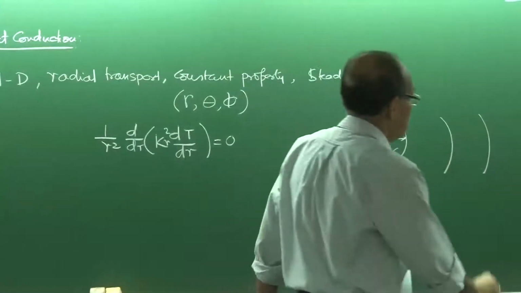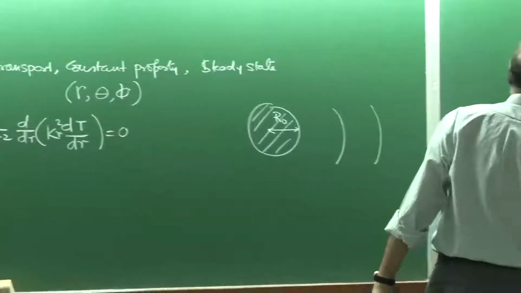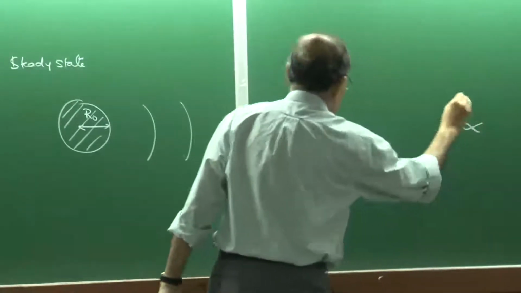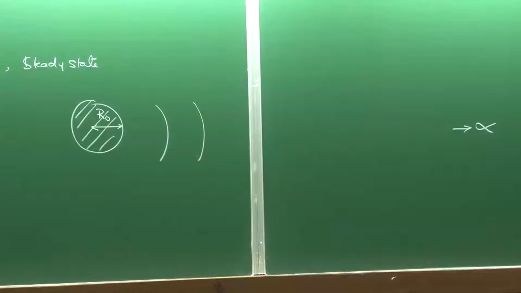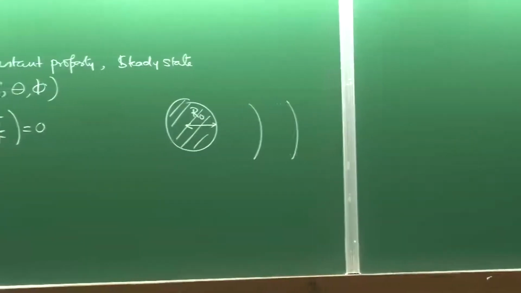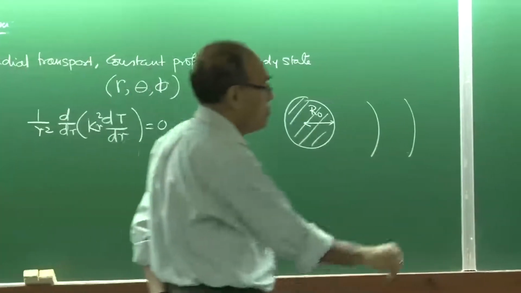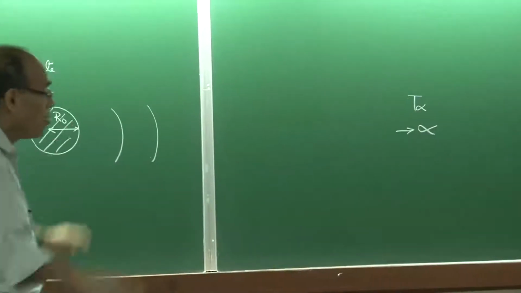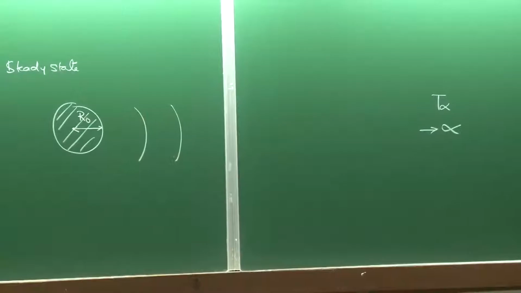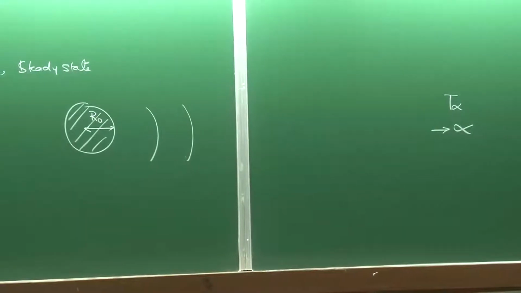and then this is our, as I have said, far away from the surface of the sphere. So, we are approaching infinity, and we have obviously the bulk or the surrounding temperature as the far field temperature in this particular case. It is a steady problem.